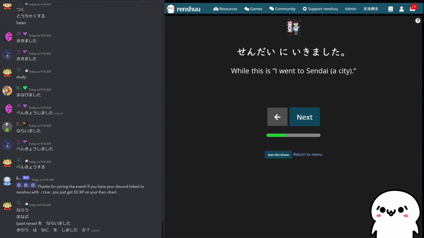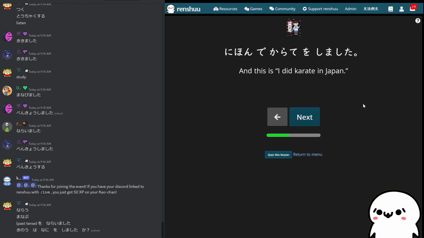And you can even do things a bit further in the past. You can refer to something that happened years ago. And you can say something like, Nihon de karate o shimashita. One more time. Nihon de karate o shimashita. Remember, the de is used for marking the location of those actions. And this one sounds like it's referring to an extended series of actions. You probably didn't do karate once. You did it several times for weeks, months, maybe even years. But the place in which you did that was Japan, was Nihon.